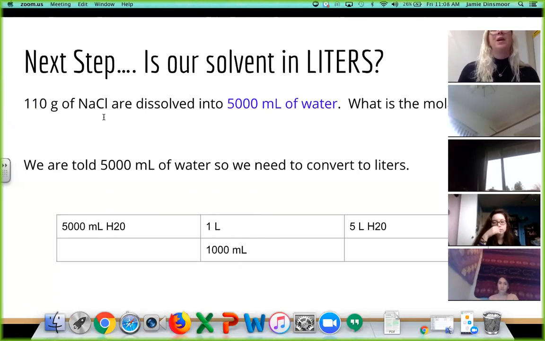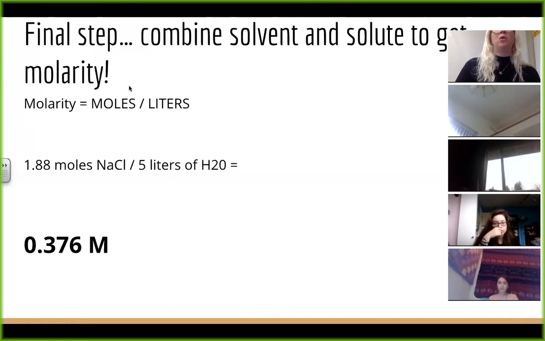Thank you, Abby here. We're going to divide the moles of our solute by liters of solution. Great. So now it becomes a simple division situation. Molarity is moles divided by liters. We have 1.88 moles NaCl divided by 5 liters of water. If we do that calculation, 1.88 divided by 5, we get 0.376 giant M, or molar.